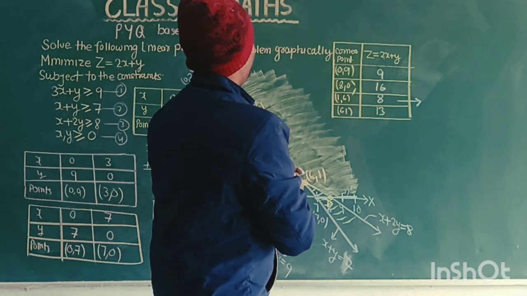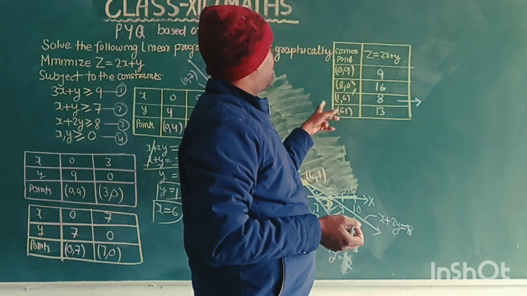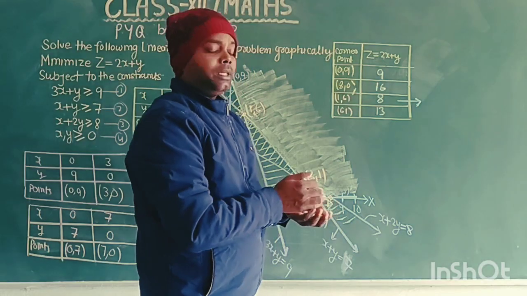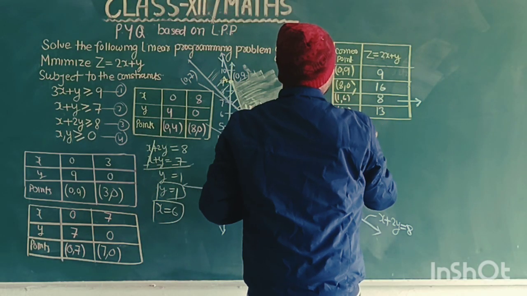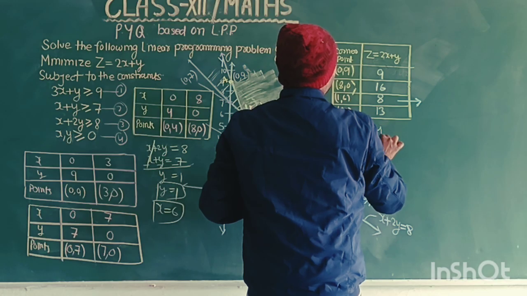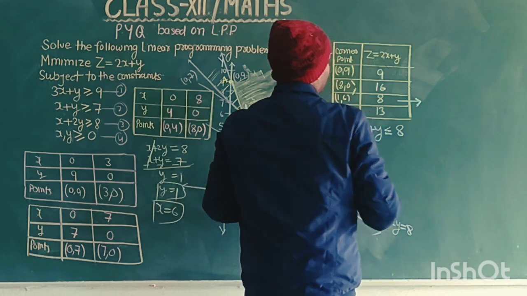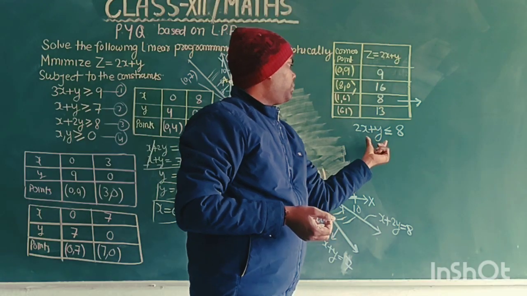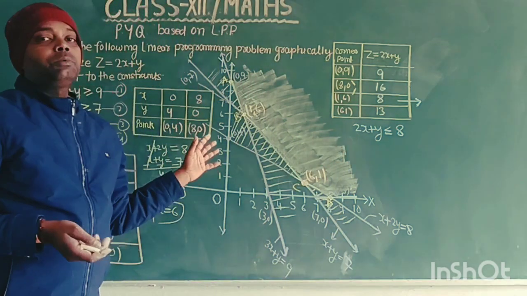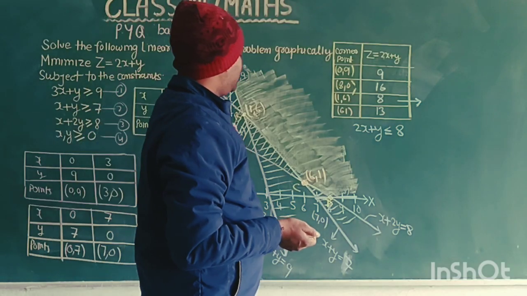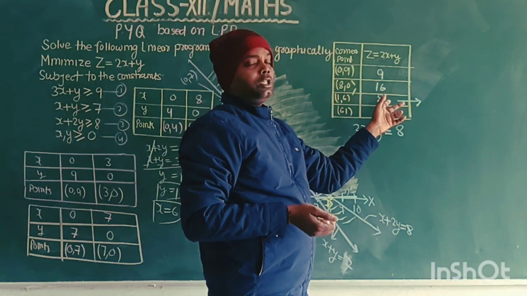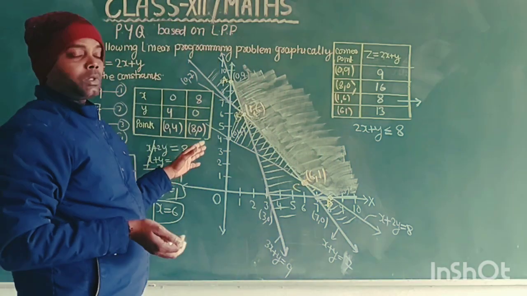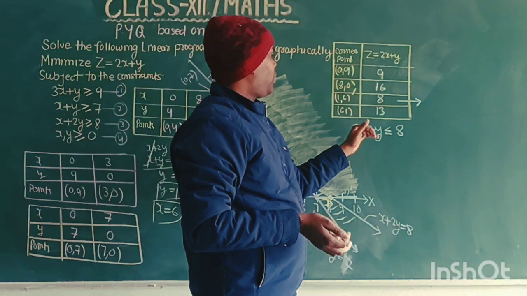So we have to plot our objective function by taking 2x plus y less than or equal to 8. Now make an equation by taking this minimum value, and we have to draw the graph. If the graph has no point common with the feasible region, then the point 1 comma 6 will be the minimum value. So let us plot the graph of this equation.